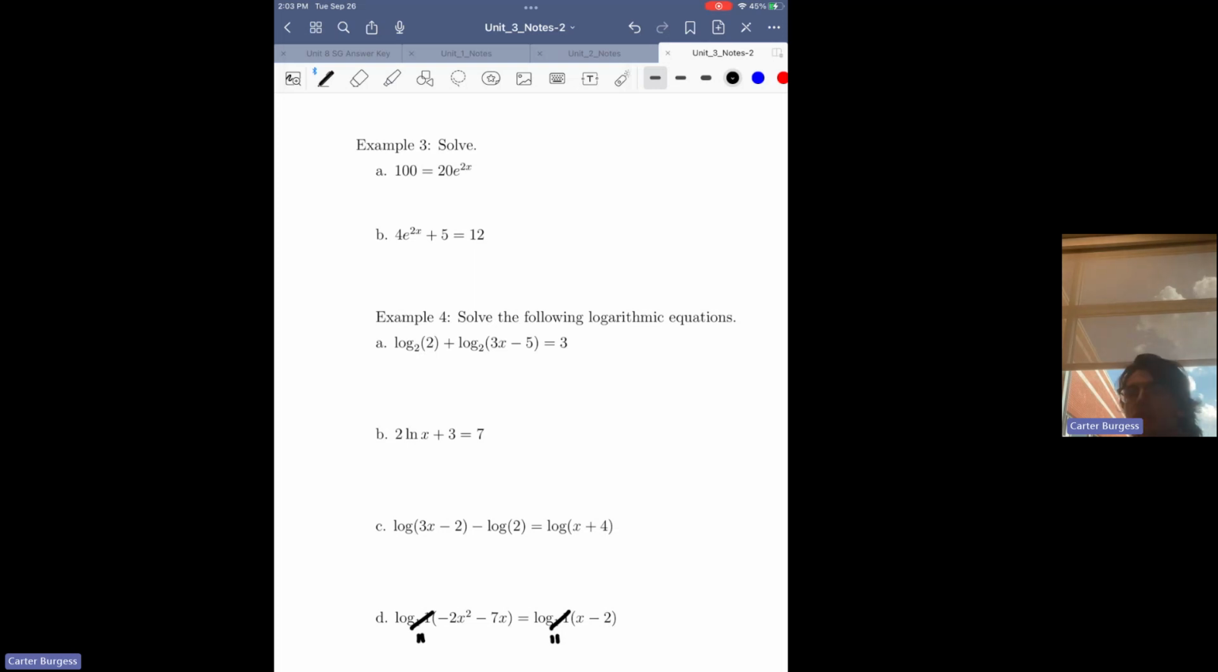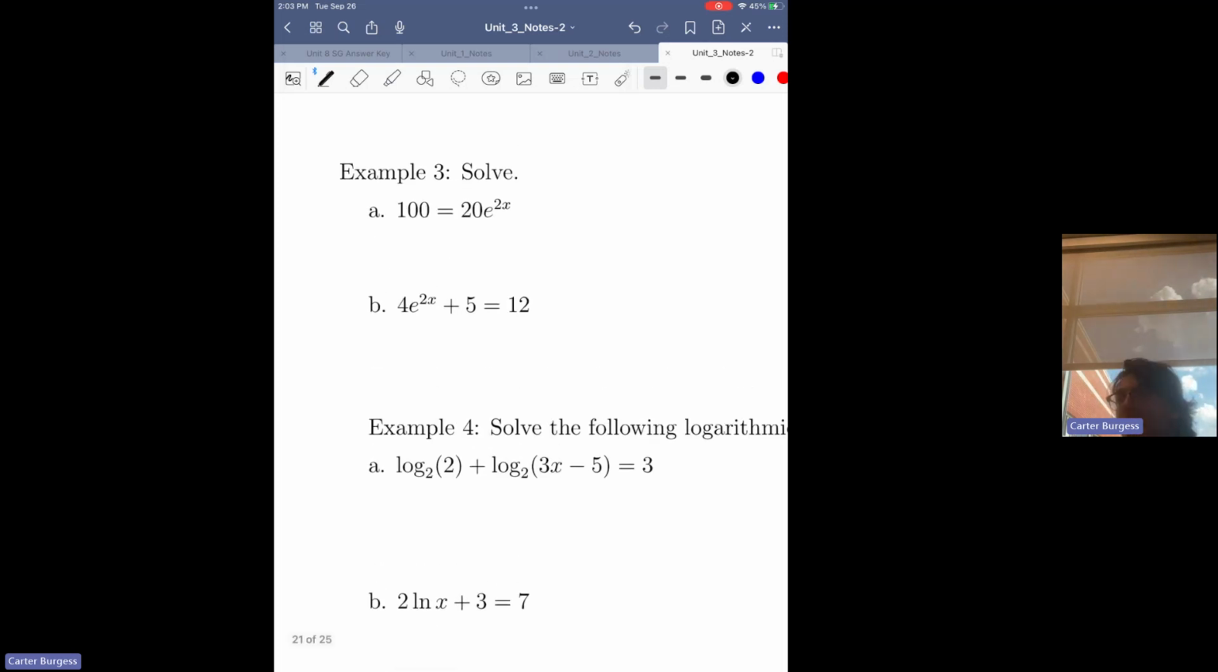In order to rewrite this as a logarithm or to use those identity properties, we need to isolate that b to the power of y piece of our equation here. So looking at 3a, what is being done to my exponential part of this equation? Being multiplied by 20, and so to isolate the e to the 2x piece, I am going to divide both sides by 20. Very good. I get that 5 is equal to e to the 2x.